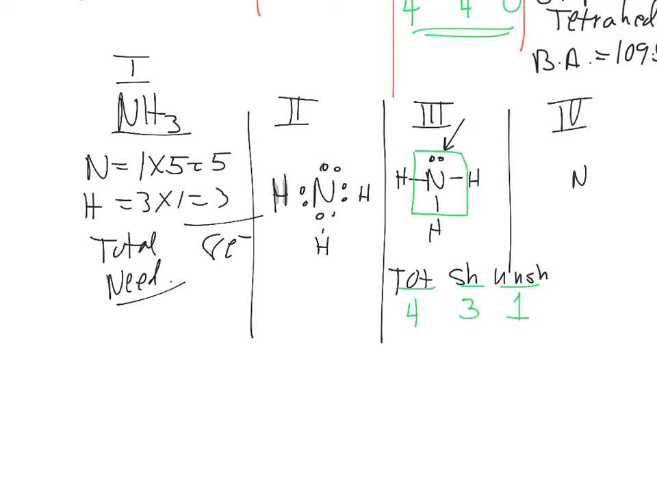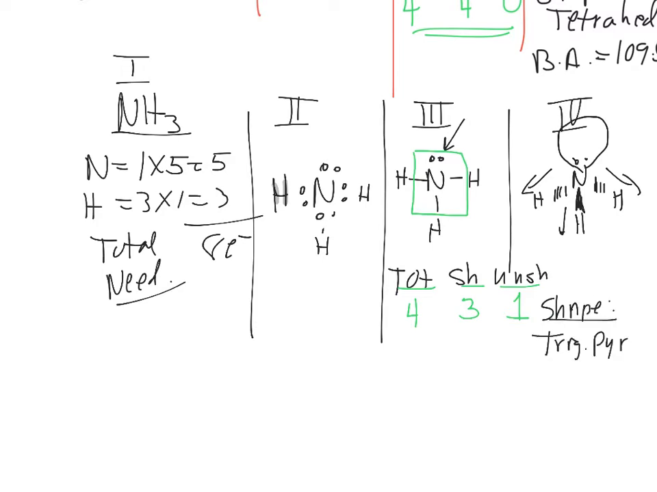And the way that looks is one of the H's is behind, one is in front, and the other one is also behind. The lone pair is here. And remember, the lone pairs need more room than the others, so they're going to push these hydrogens closer together and out of the way. The official shape name is a trigonal pyramid, and the bond angles are 107 degrees. That's our second shape. Our third shape is for water.